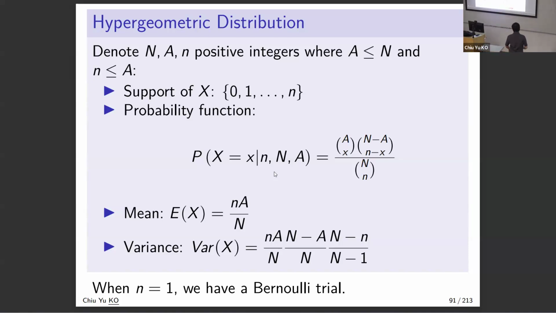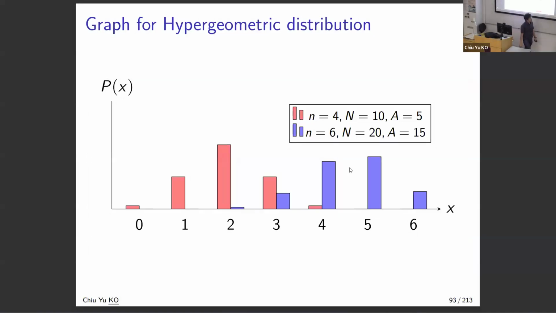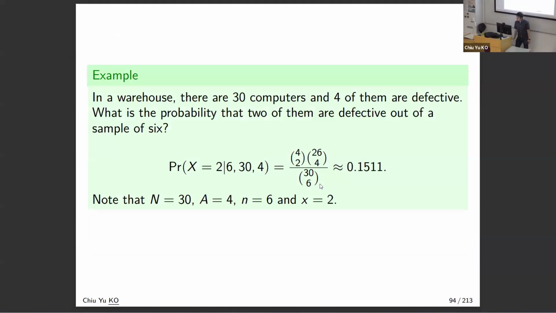So let's look at an example before we end the class, okay? This is what it looks like, a red one and a blue one, depending on what is small n and big N, okay? But let's look at the example, and then we'll end the class, don't worry. As I said, this is complicated, so we'll repeat a little bit next week, okay?